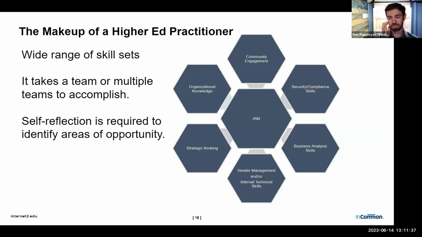Self-reflection really helps too, being able to look at what you have now, see where your gaps are, and analyze that to say, well, we're strong in these areas, but we lack this. Is there a vendor or is there a person that we could be talking to that would help us fill that gap?